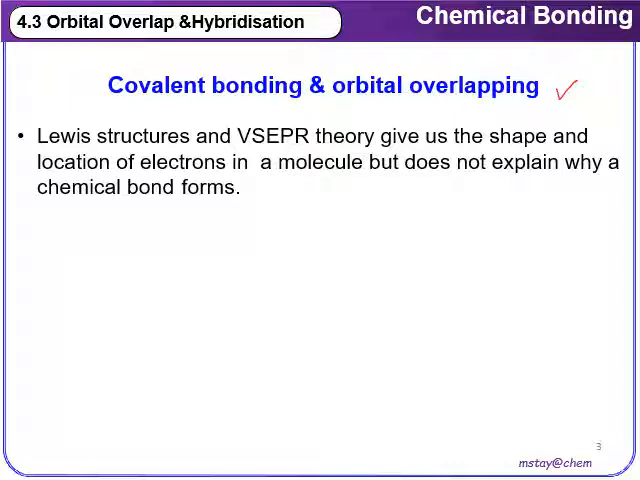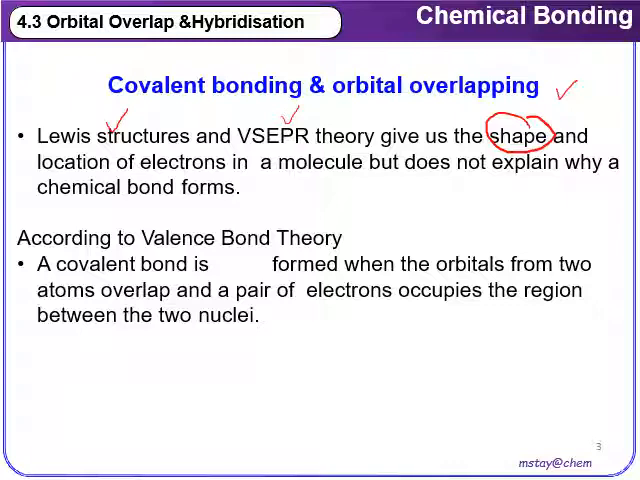In the previous chapter, we learned how to draw Lewis structure, and then we also applied the VSEPR theory to determine the shape of a molecule. But this theory does not explain how the chemical bond is formed. So if we want to know how the bond is formed, we are based on the valence bond theory. According to this theory, a covalent bond is formed when the orbitals are overlapped.